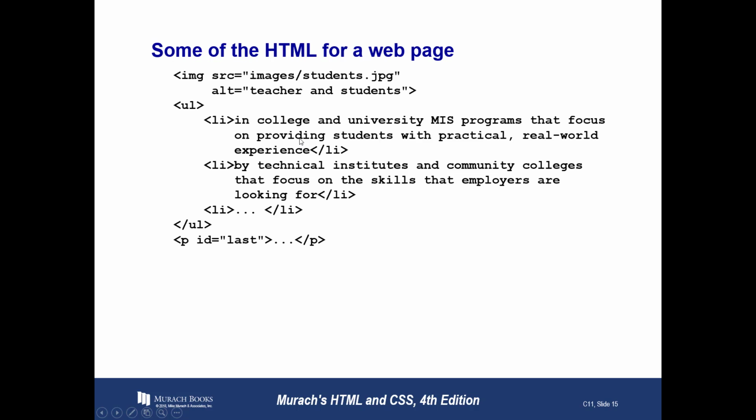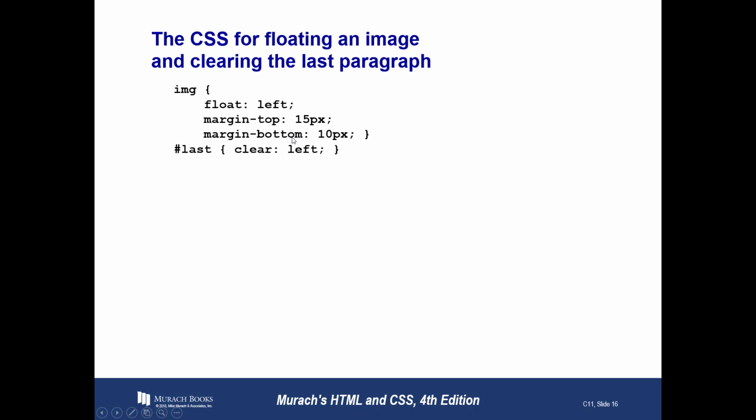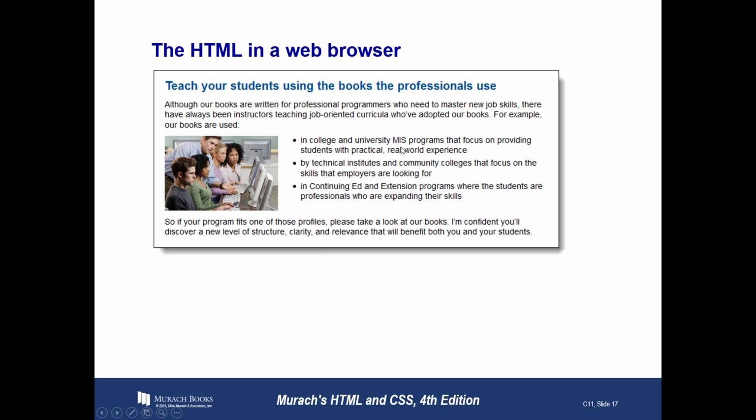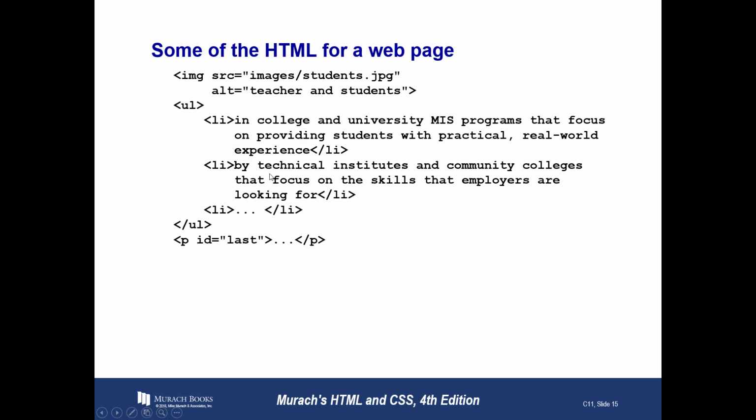Properties for floating images, float and clear. Float is oftentimes used if you want to float text around an image, and you can see that here. Clear is used when you want to stop floating. So here's an example. So notice we've got our image, then we've got an unordered list right underneath it.